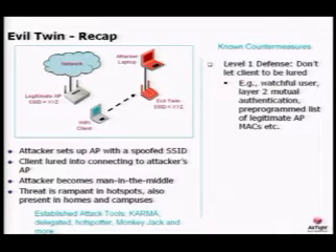The first one is what is known as a watchful user, in which case the user is so knowledgeable and observant that he will never connect to an Evil Twin AP. As most of us know here, there is no such thing as a watchful user, and obviously this does not work.